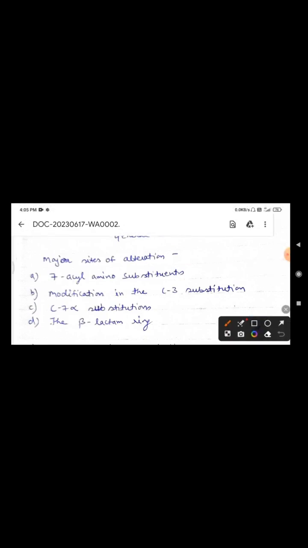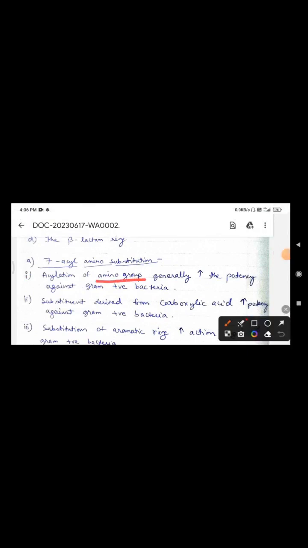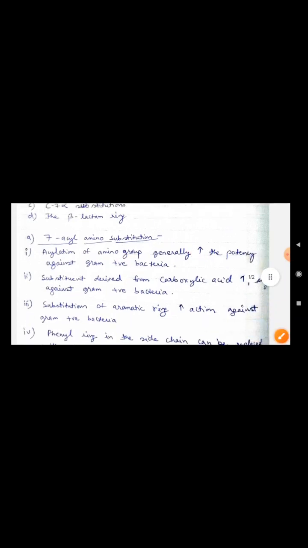Coming to the first, that is the 7 acyl amino substitutions. Acylation of the amino group generally increases the potency against the gram-positive bacteria, but decreases the potency against the gram-negative bacteria. When the substituent in the form of the acyl group is derived from the carboxylic acid, then the potency increases against the gram-positive bacteria.